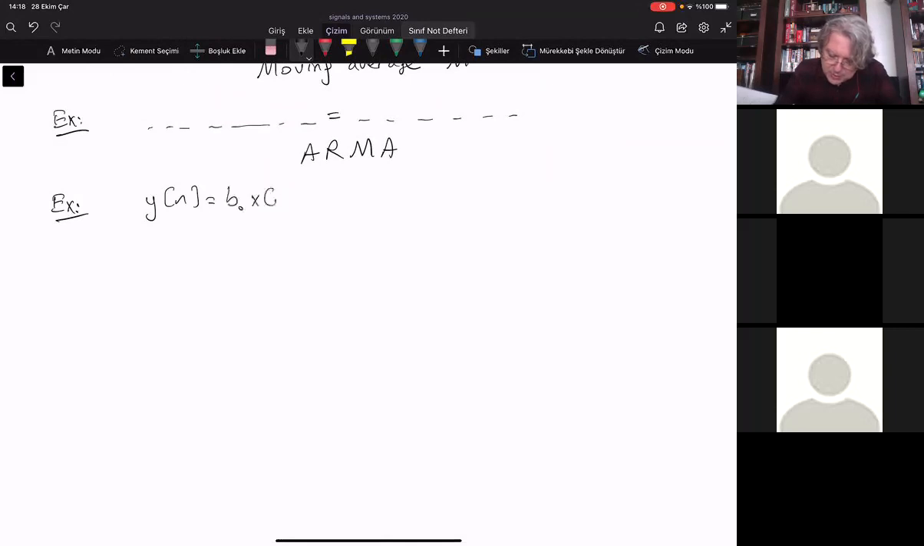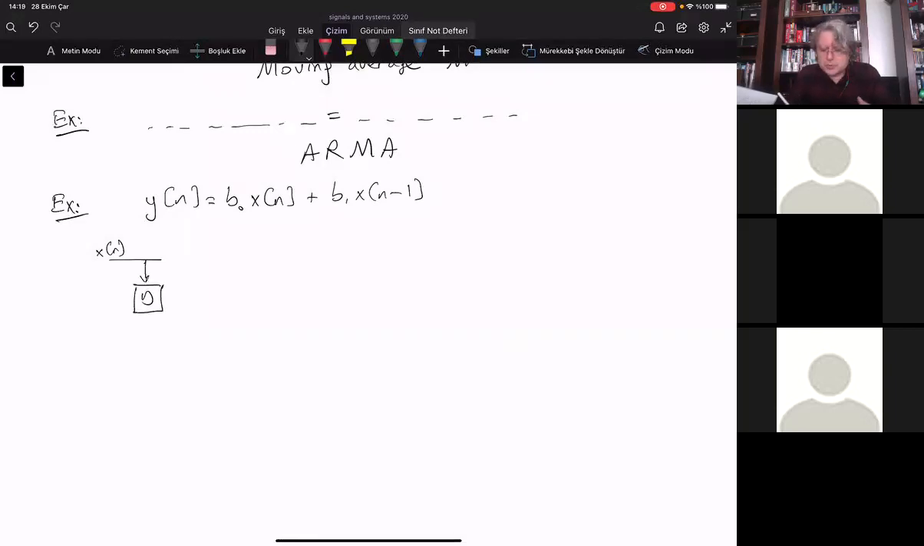B0 x of n plus B1 x of n minus 1. So this is the moving average 1 filter. And how can we implement this? We have the input x of n, and we may have a tap from that and apply the delay element.